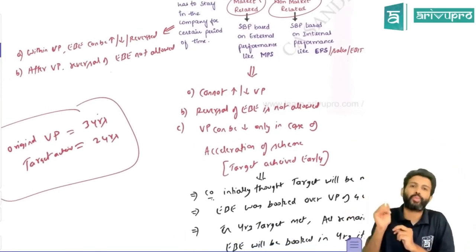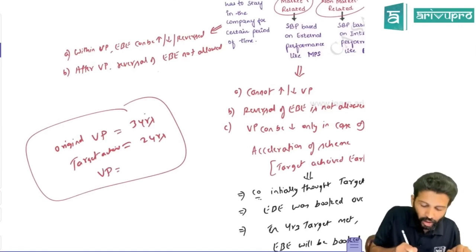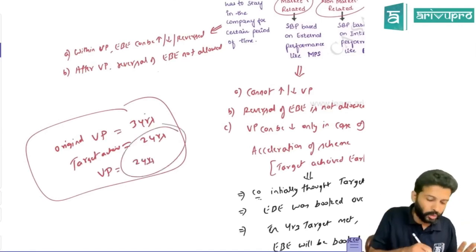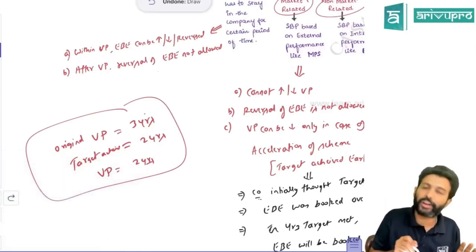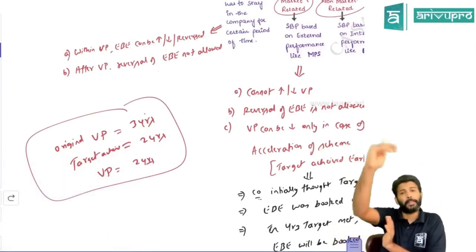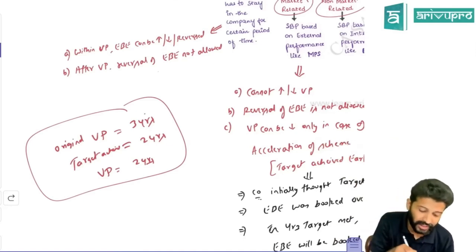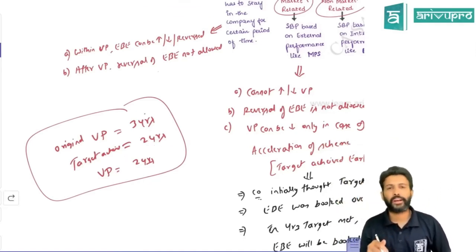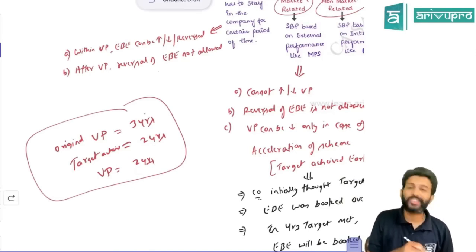If the target is met sooner, the vesting period will not be taken as 3, it will be taken as only 2. Now the expense will be booked only in 2 years. In this case, you can reduce it like this. Fair enough? You cannot increase the vesting period, but if you want, you can decrease the vesting period in case of an acceleration scheme. So if the target gets achieved sooner, you can reduce the vesting period and make it 2.